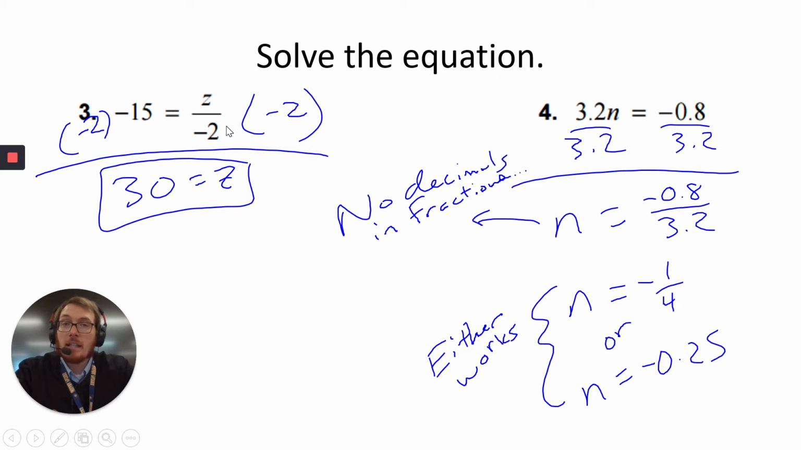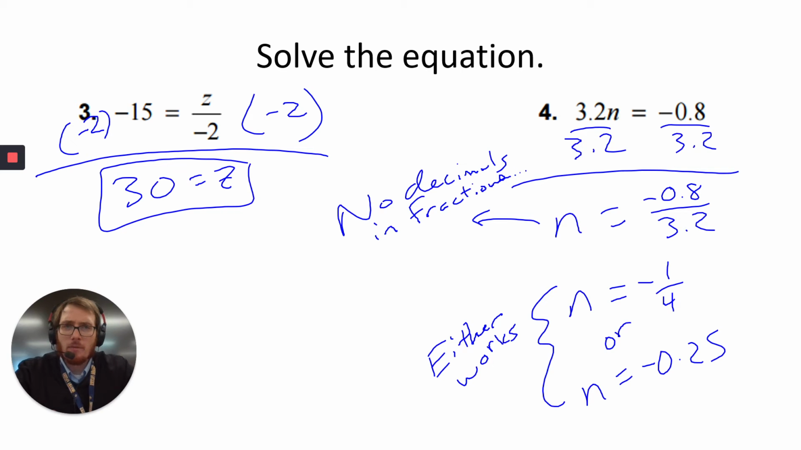Next, I have z on the right side, but that doesn't affect the question. To get rid of divide by 2, I'm going to multiply by 2 on the other side. So then negative 2 times negative 15 would be positive 30. So that means that z equals 30. That also means if I were to plug it back into the original problem, 30 divided by negative 2 should be negative 15. If you have your steps set up correctly and you know what you're looking at, having a fraction or decimal involved really won't be an issue.